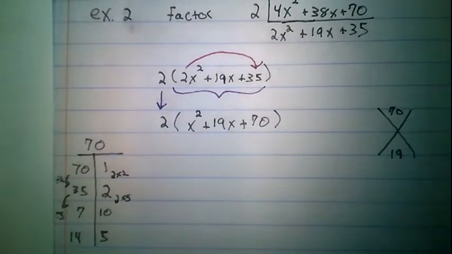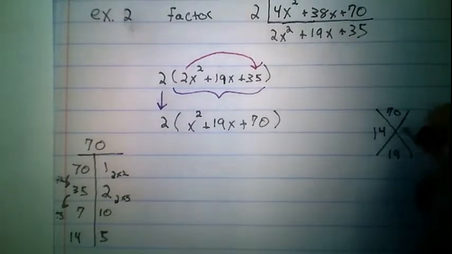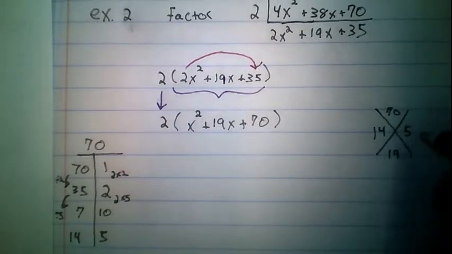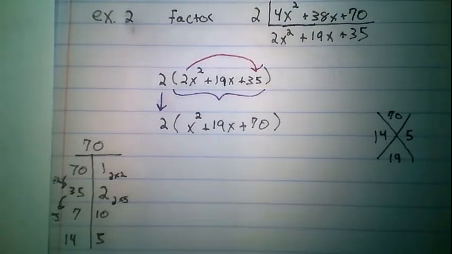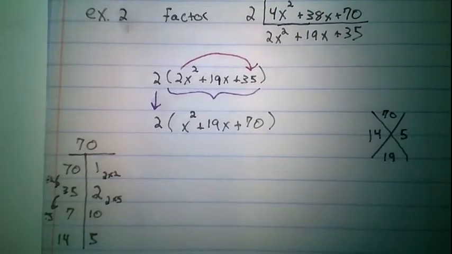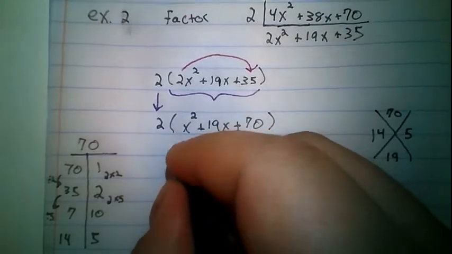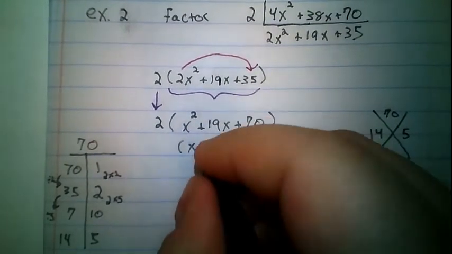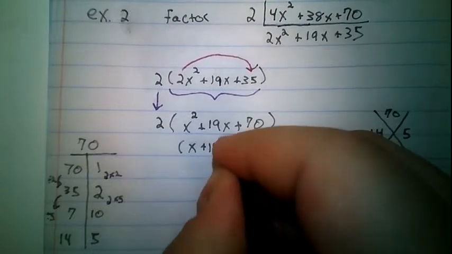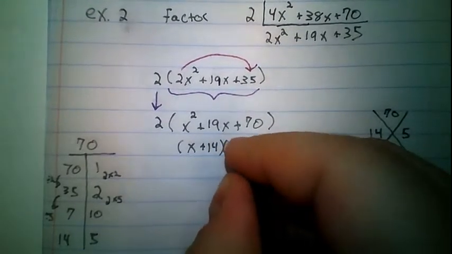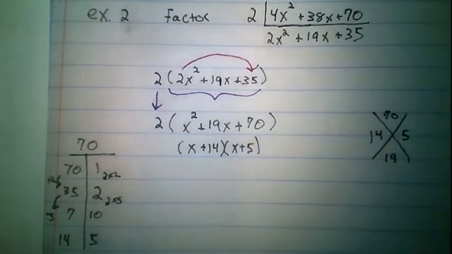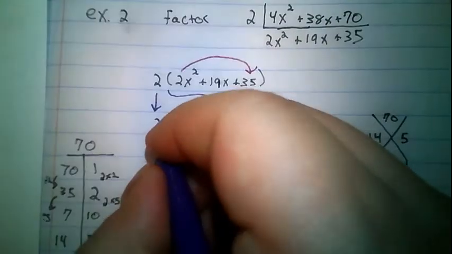So the more that you do this, and the more you familiarize yourself with these numbers, the better you're going to be and the quicker you're going to be at factoring these quadratic equations. So I broke this down into x plus 14 and x plus 5. And I bring the 2 down.